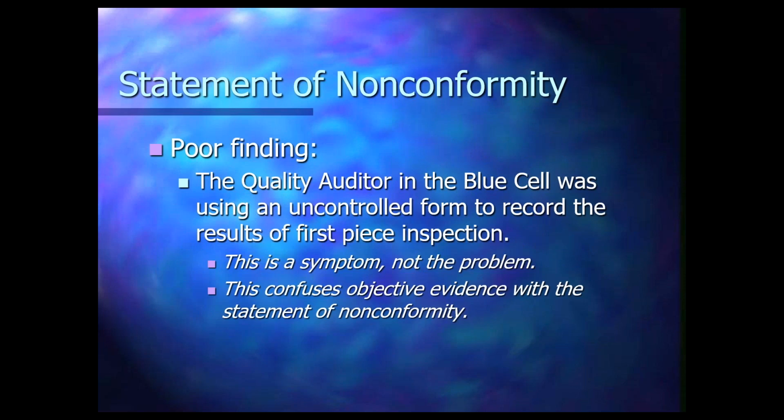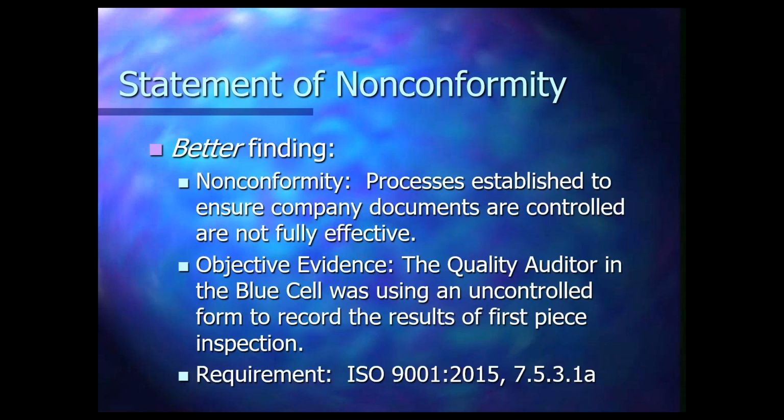Here's another example. Quality auditor in the blue cell was using an uncontrolled form to record the results of first piece inspection. So I'm sure some of you are picking up on the pattern here. Again, this is the symptom. This is the individual incident. It's not the problem itself. It's not the overall systemic issue. Again, a better finding: processes established to ensure company documents are controlled are not fully effective. And then our evidence statement remains the same. And again, we have a citation of applicable criteria.